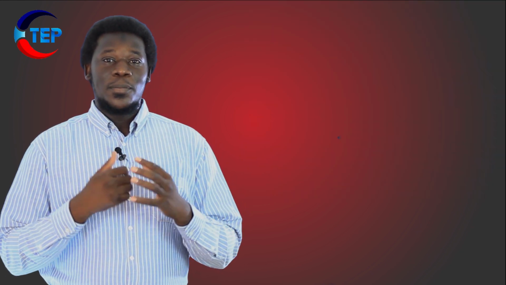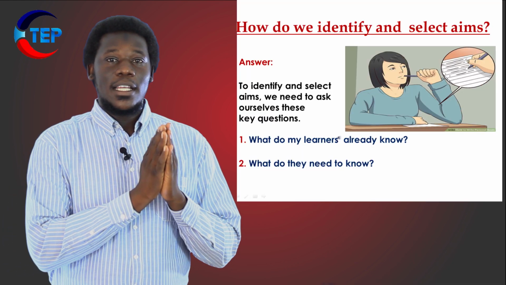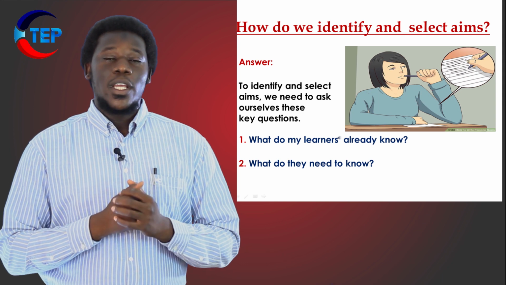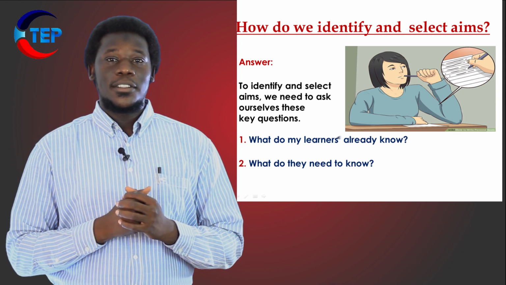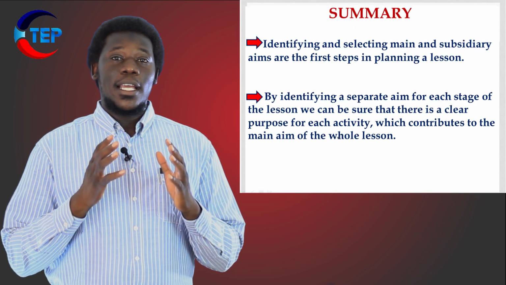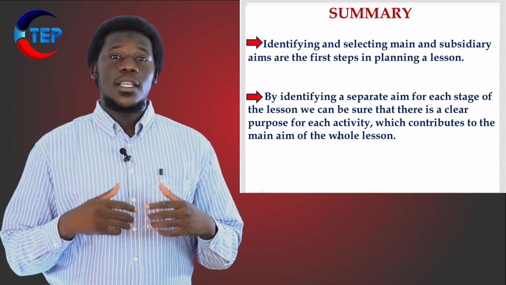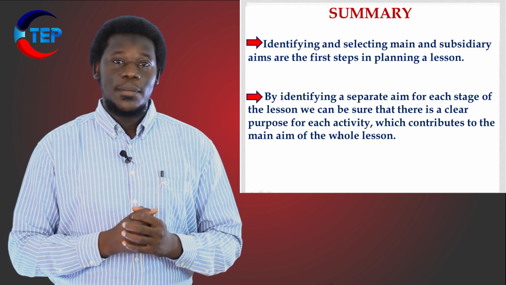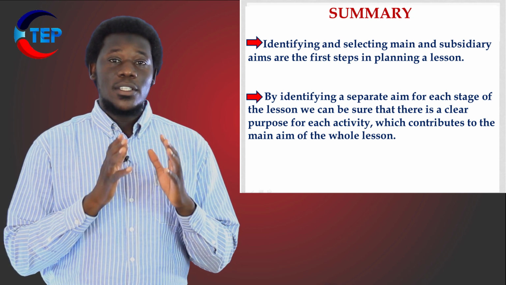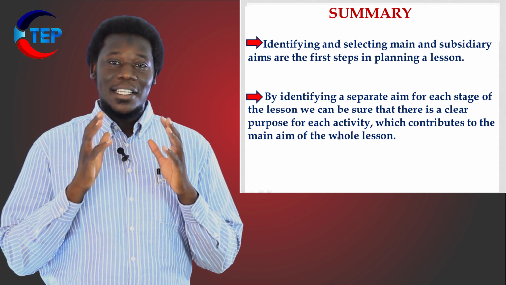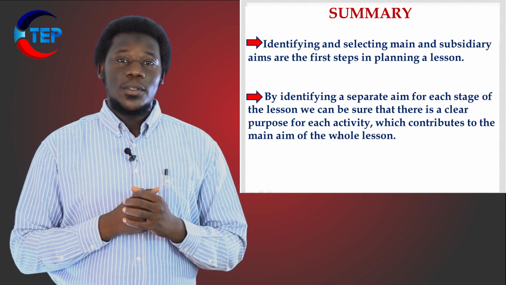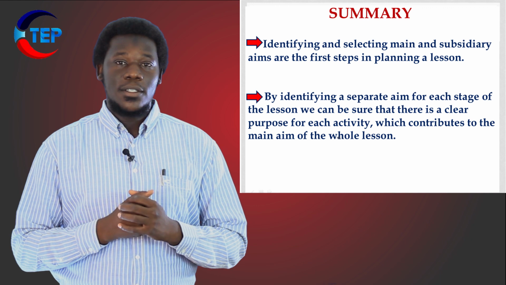Here is the most important question: how do we identify and select lesson aims? In order to identify and select lesson aims, we have to ask ourselves two important questions: what our learners already know and what they need to know. In short, identifying the main aims and subsidiary aims are the first steps in lesson planning. And by identifying the main aim for each stage of the lesson, we can make sure that there is a clear purpose for each stage of the lesson which contributes to the main aim of the whole lesson.